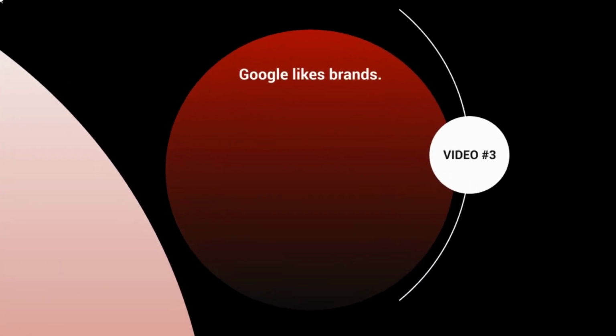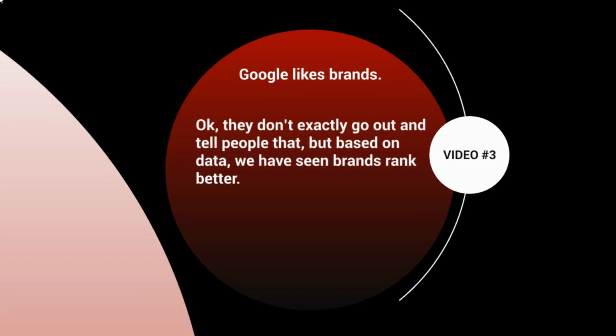Now, we don't know exactly whether this is true or not, but based on the data that we have seen, and based on the data that has not only worked for us but for many others, Google likes brands. It's not necessarily that they particularly like brands because brands make a lot of money or anything like that, but we've realized there are certain variables that make a brand stand out. They don't exactly go out and tell people that they like brands, but based on the data that we've seen, we have seen brands rank better.